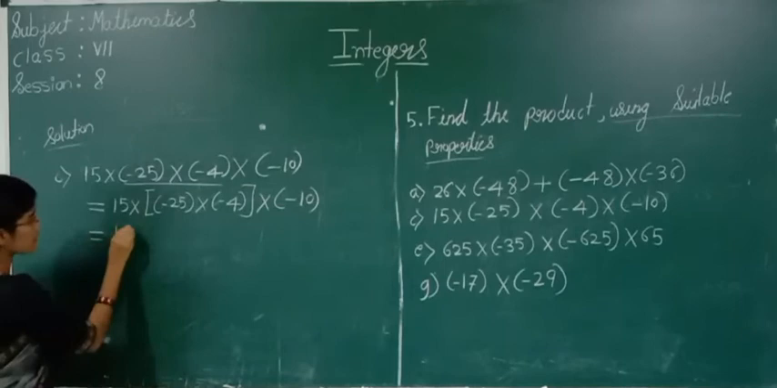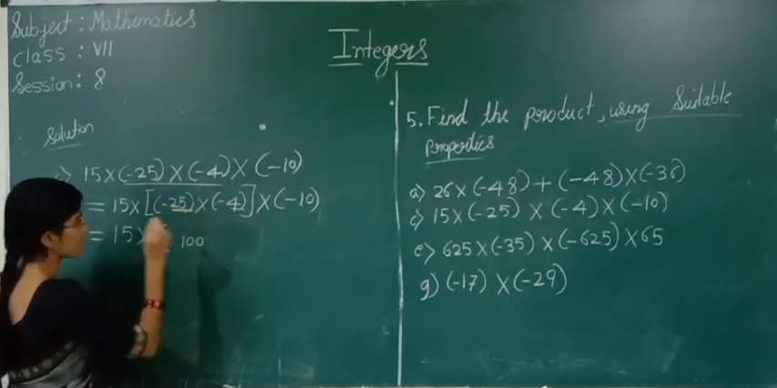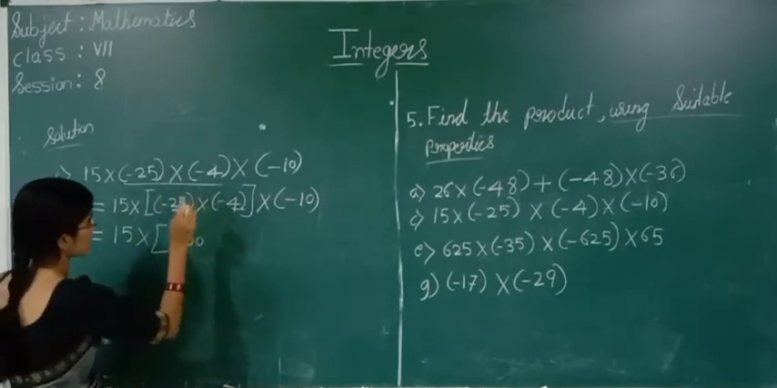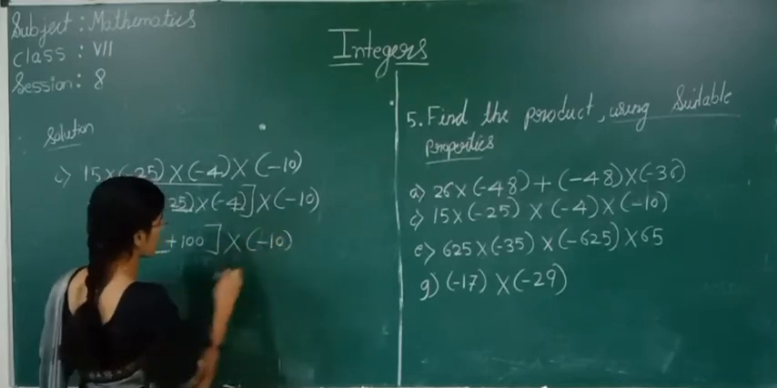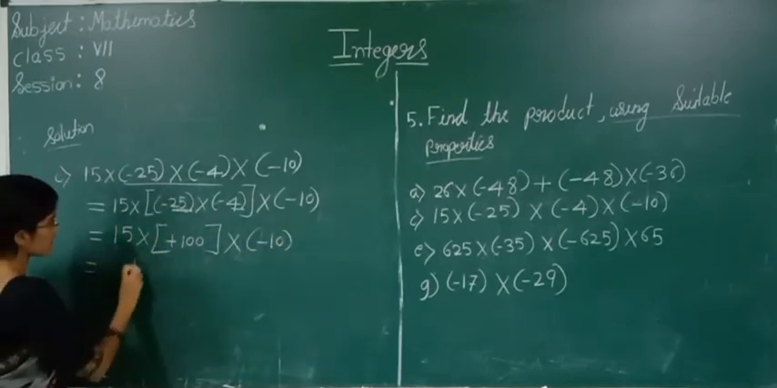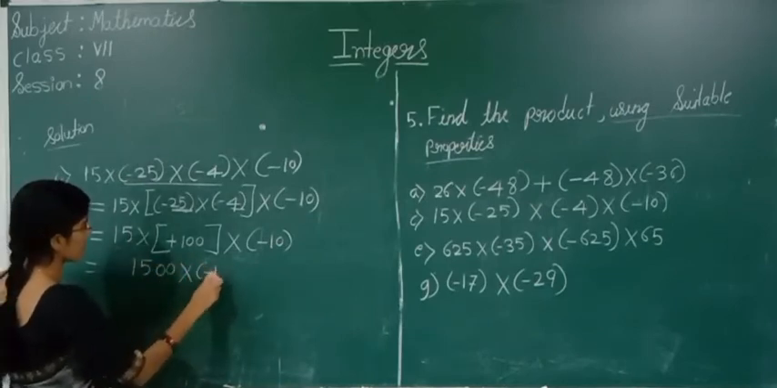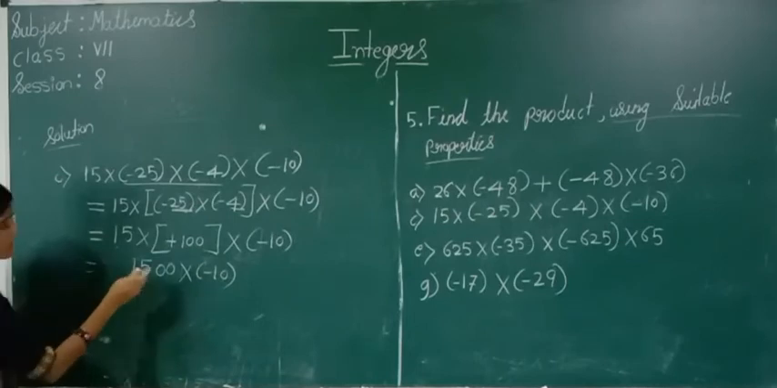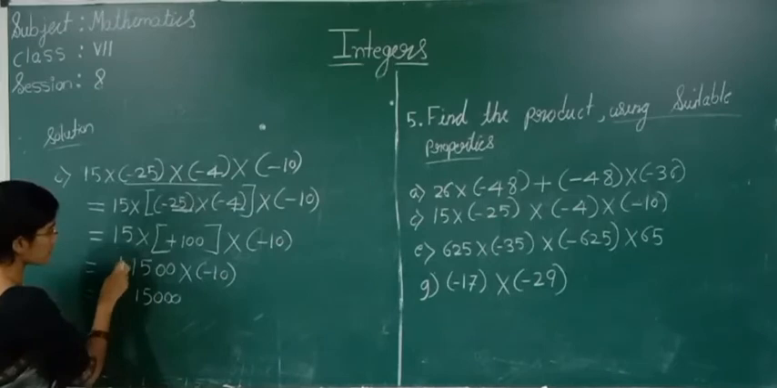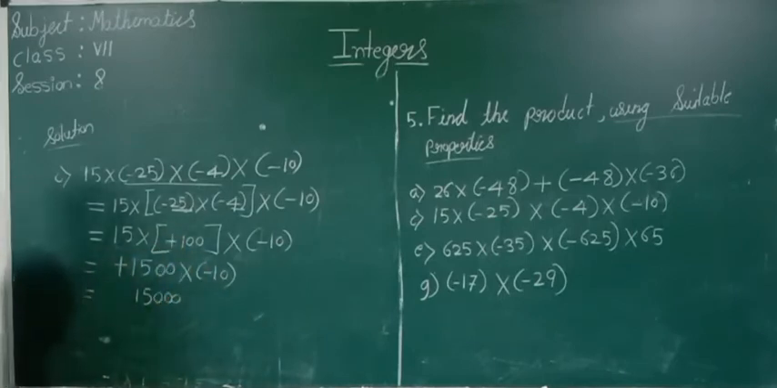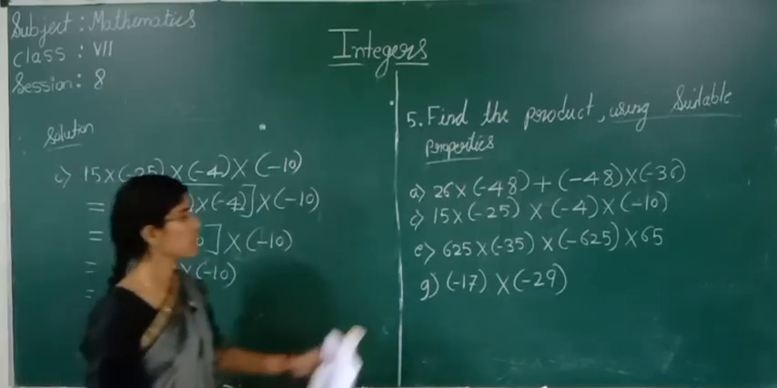Now see here, 15 multiplied by 25 fours is 100. Okay, when two negative integers are multiplied, we get a positive integer into minus 10. Now 15 into 100 is 1500 multiplied by minus 10. 1500 into 10 is 15,000. When positive integer and negative integer multiplied, we will get a negative integer. This is nothing but the C1.